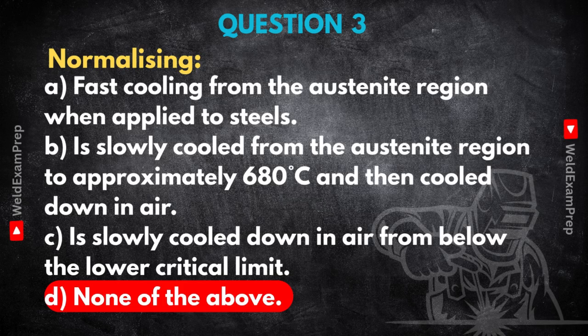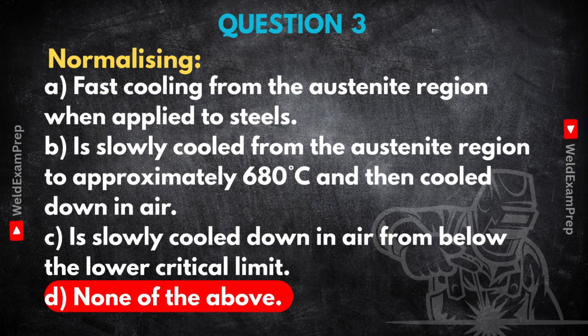Okay, so why are the others wrong, and what is the correct definition of normalizing? Right. This highlights how precise you need to be. Normalizing is a specific heat treatment. You heat the steel above its upper critical temperature. Okay, into the austenite region. Correct, where the structure changes. Then, and this is key, you cool it in still air. Not in a furnace, not quenched in liquid, but just still air.